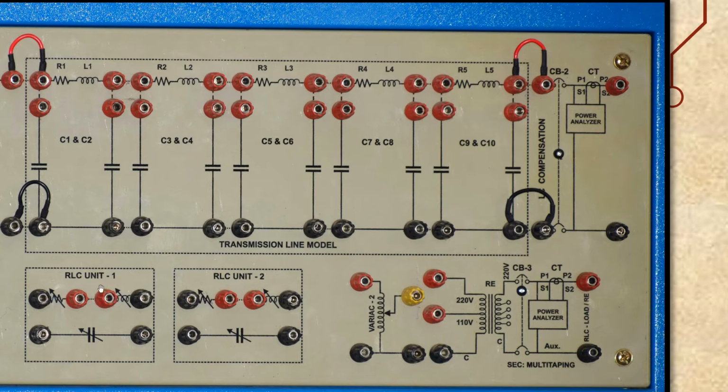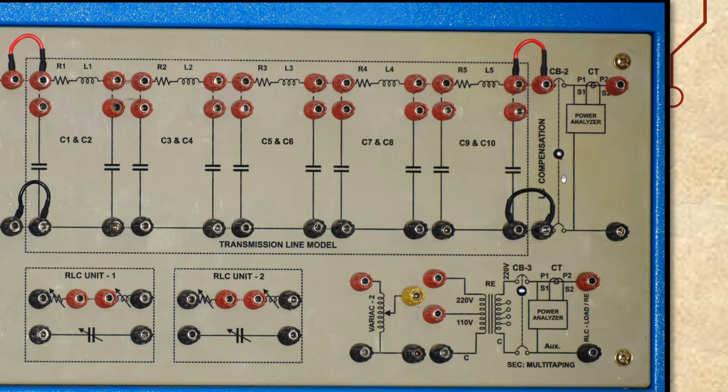In this experiment, RLC unit 1 and RLC unit 2 will be used to connect to this terminal as a load, and that terminal is also applicable as a compensation terminal, because right now RLC unit 1 and RLC unit 2 will be used for the compensation, not for the load. We have to do the voltage profile with compensation, and also without compensation. With compensation, we have to connect the compensation terminals at these two terminals, and without compensation, we just have to turn off the circuit breaker.